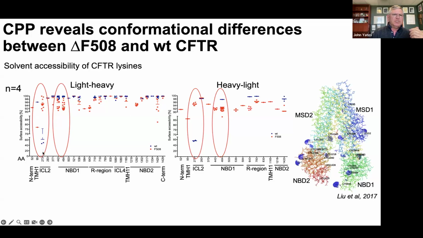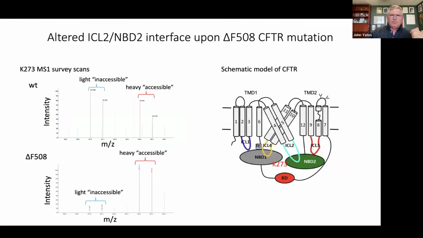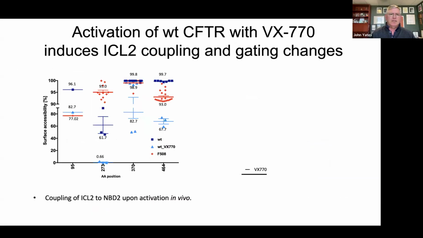One in particular, at 273, is very pronounced. In the wild type protein it's not very accessible, but in the delta F508 it's very accessible. That caught our attention, of course. We followed up on that, and it turns out that K273 is in the ICL2 domain of the protein, intracellular loop 2, and that domain interacts with the NBD2 domain, nucleotide binding domain 2. We suspected from our data that this interaction was very critical.